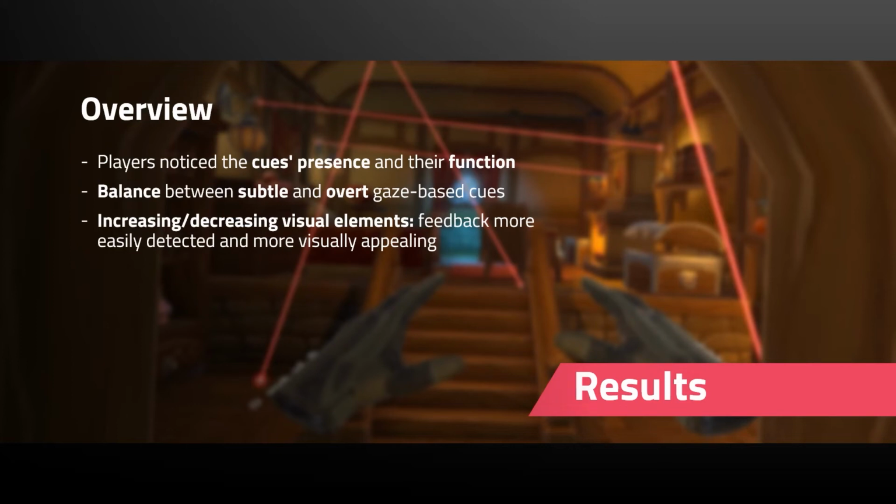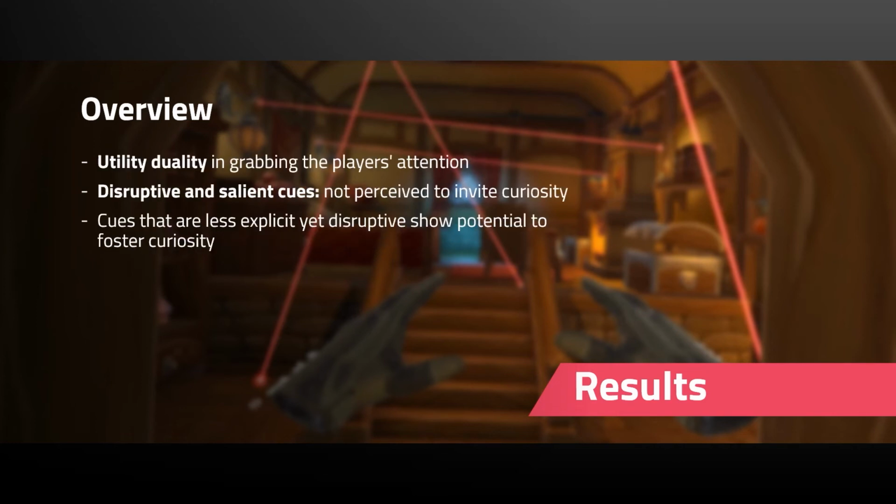Besides, players immediately noticed the cues' presence and their function. For instance, participants reported that the lights cue version helped them to reach their game goals. Players also made several comments concerning the balance between subtle and overt gaze-based cues. By increasing or decreasing certain visual elements, the feedback could be easily detected and more visually appealing. Following this notion, cues in exploration games face a utility duality in grabbing the player's attention whilst motivating the players to be curious and further explore the prompted area.